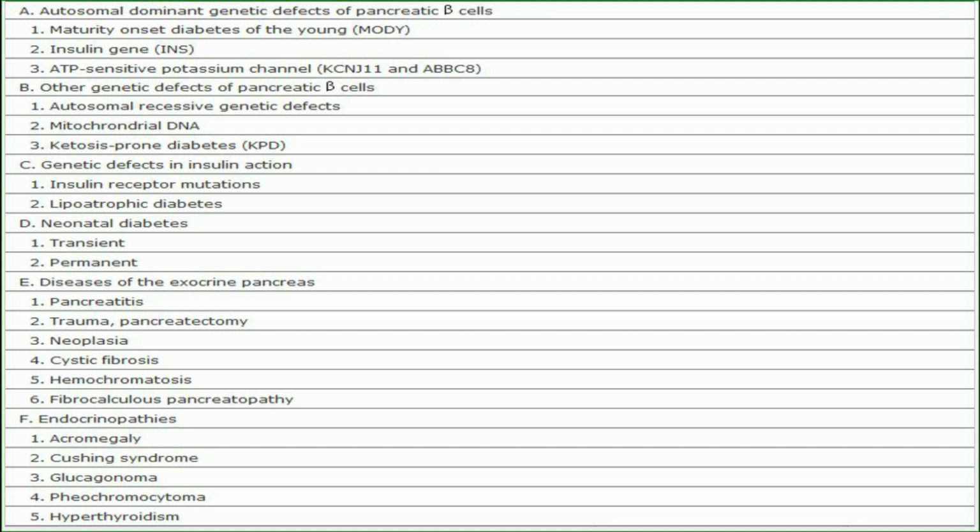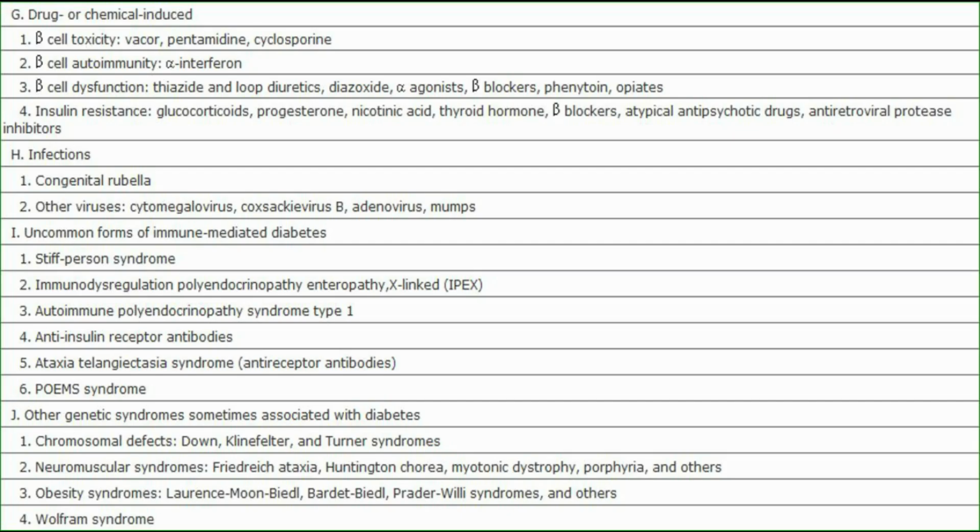It can be an autosomal dominant genetic defect of pancreatic beta cell like maturity onset diabetes of the young, MODY. It can be due to insulin ATP sensitive potassium channel defect. It can be neonatal diabetes. There are some exocrine conditions where diabetes can occur, like pancreatitis, neoplasia of pancreas, cystic fibrosis, hemochromatosis.